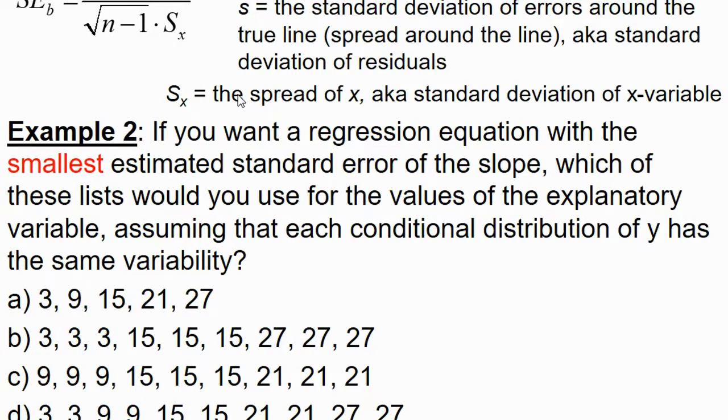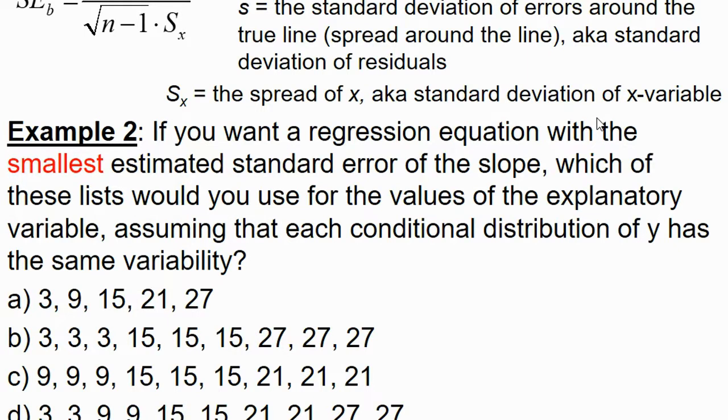Here's what each of these represent, and it's on your notes if you have the printout. The tiny little s in the numerator stands for the standard deviation of the errors around the line, in other words, the standard deviation of the residuals, or the spread around the line. n stands for your sample size, n minus 1. And s sub x stands for the standard deviation of your x variable, so the spread of x.